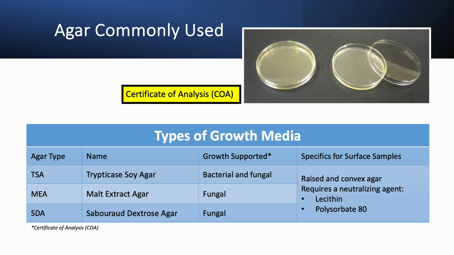But remember, the important thing to remember here is when we're talking about surface sampling, we need to have the raised and convex agar in order to have complete total touch to the surface. Also, making sure that we have a neutralizing agent inside that agar to neutralize cleaning agents left behind on surfaces so we can get a true and accurate sample.